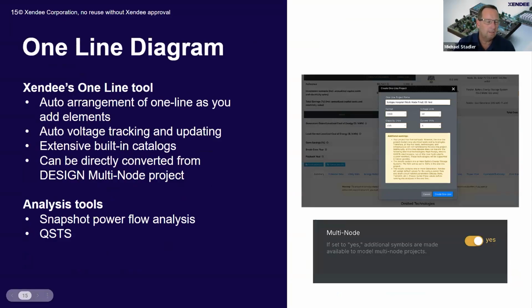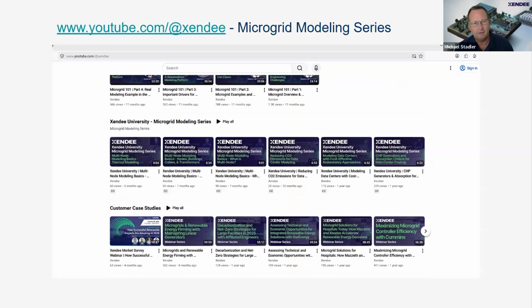Okay, so one line diagram. You see here on the right-hand side, in this picture, there's a button, which you don't see really well now, but we will see later on in the demo, an open one line. So we go from the multi-node into the one line, and as I already told you, we can do snapshot and quasi-static analysis. So I think that's pretty much all I want to talk about in terms of background.